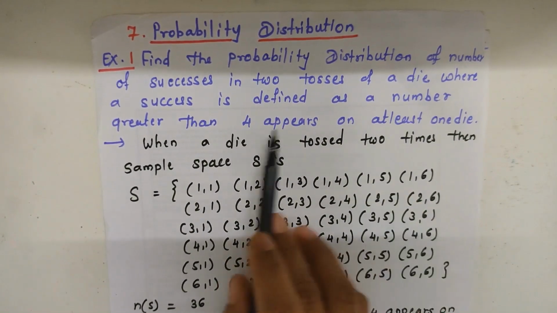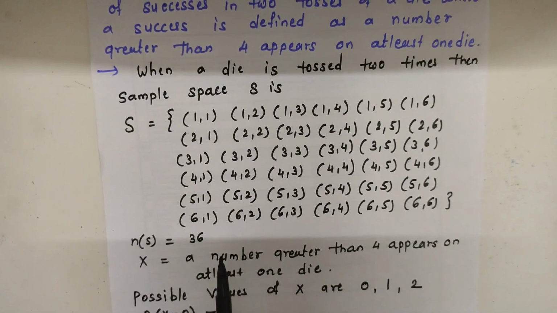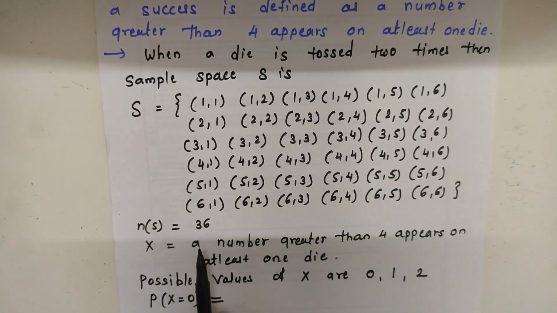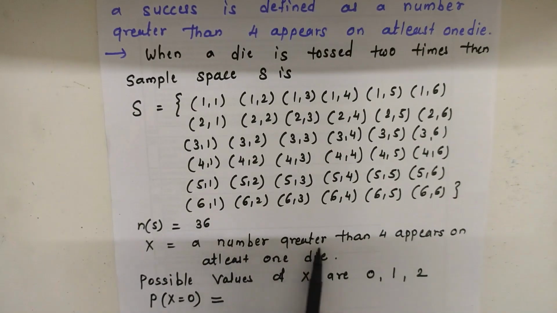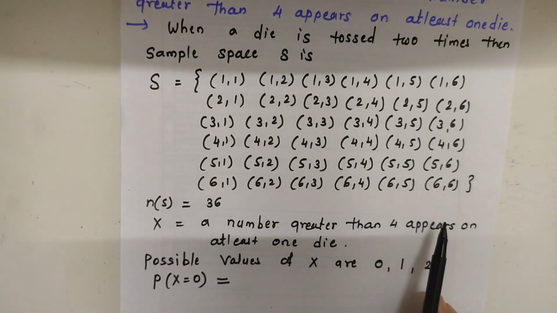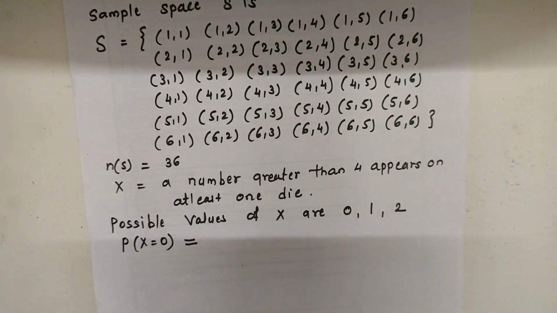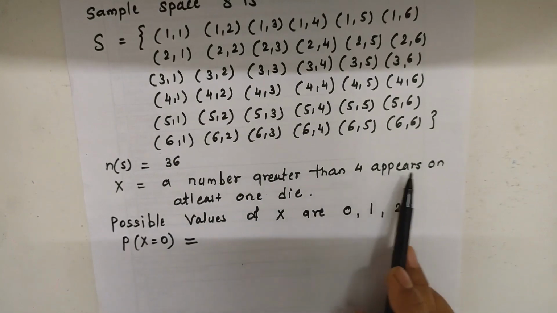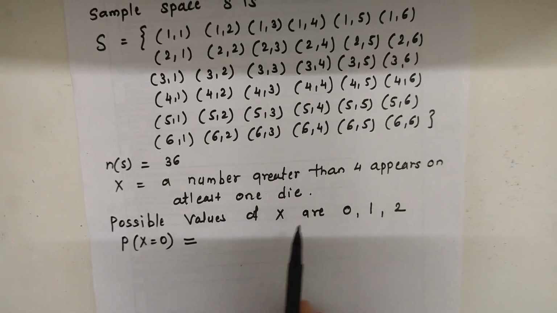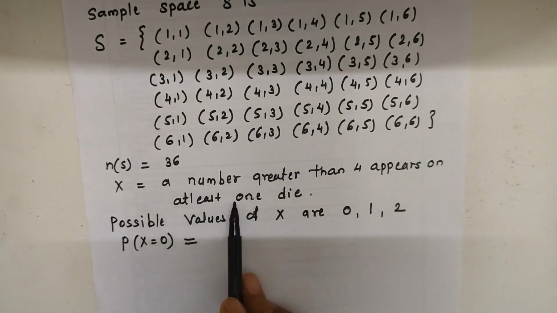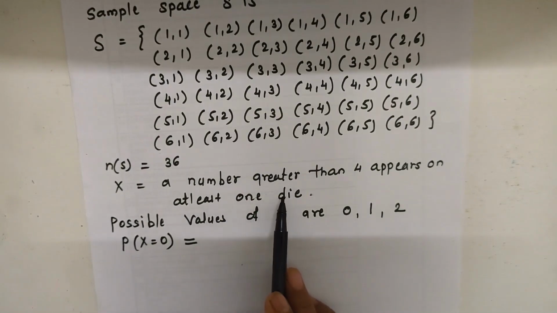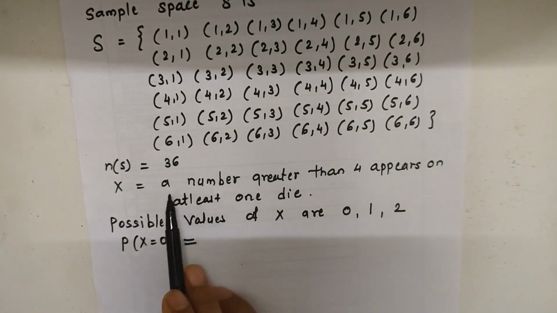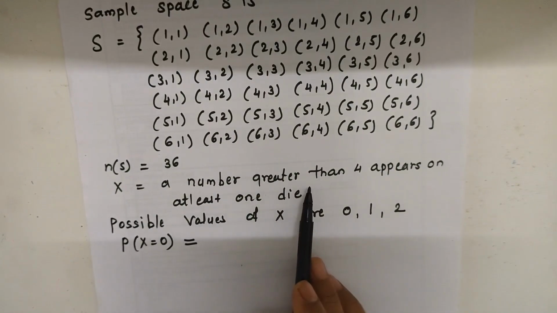And here the condition is that a number greater than 4 appears on at least one die. So capital X denotes the random variable. Capital X denotes the number of dice on which a number greater than 4 appears. The words "at least" do not apply to this count, so we consider the number of dice showing a number greater than 4.